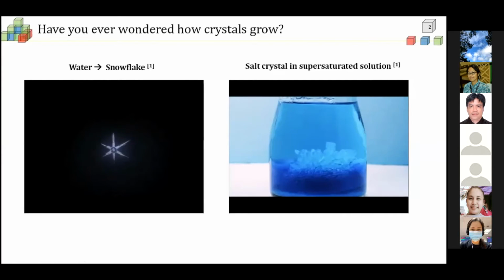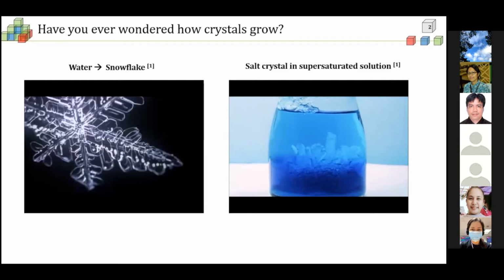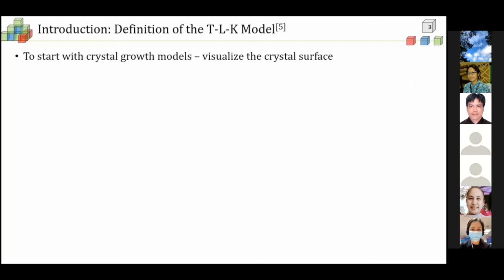For example, on the left side, we have a water droplet at super cold temperatures producing a hexagonal shaped snowflake. Whereas on the right, you can see a cubic salt crystal in a supersaturated solution, eventually growing into a really nice crystal. Just looking at these properties, there are different characteristics in order to grow these kinds of crystals. Going over the concept first, let's try to visualize the crystal growth models.